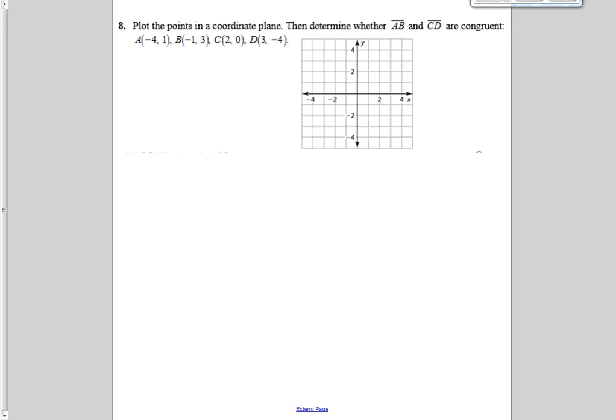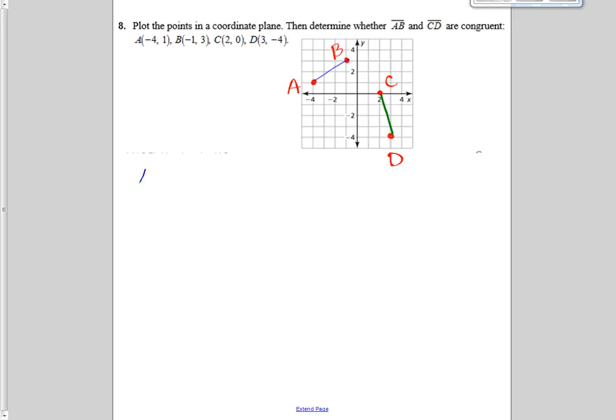This is going to be a distance formula question. We can plot the points because it tells us to, but we don't really need them to figure it out. A, B is going to be -1, 3. C is 2, 0, and then D is 3, -1. So what we're trying to compare are those two distances. It might be something that looks a little bit bigger. You gotta check.